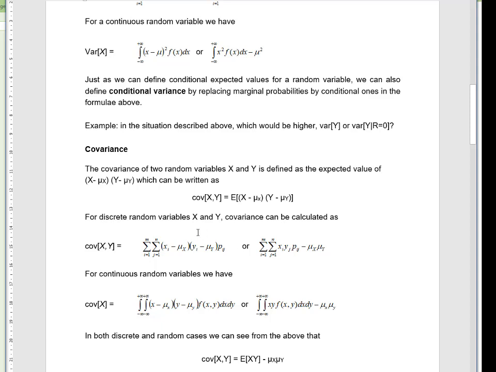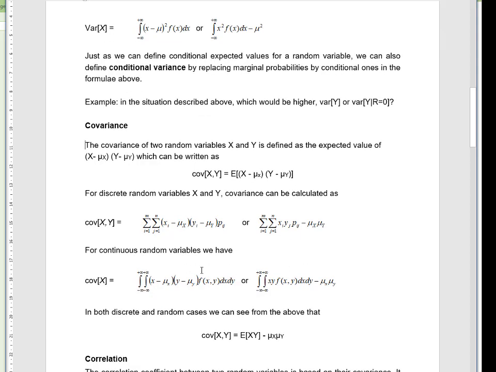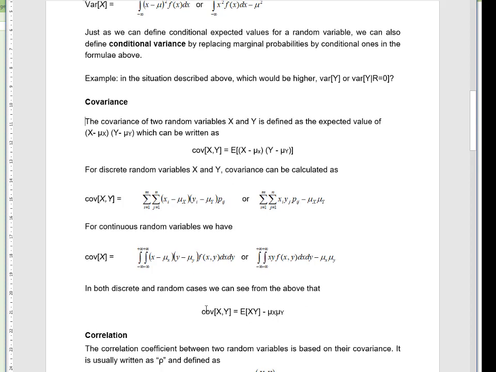So there's two ways of calculating it. Calculate this way, which is based off the basic definition, or calculate it using this way, which is often simpler, which is based on expanding this and using the rules for expected value. And then this is for when it's continuous. So this is what you can show by expanding this out and using the expected values. So that's covariance.